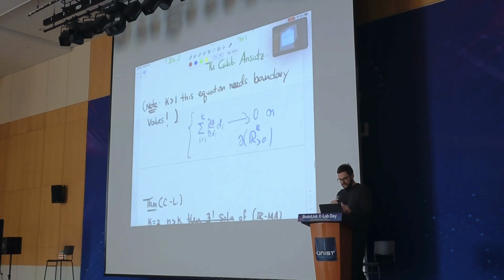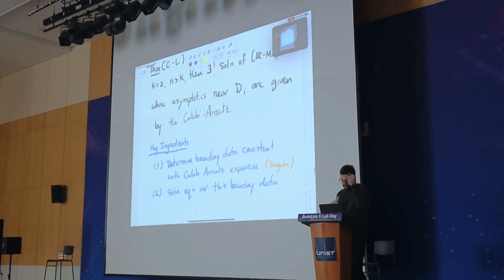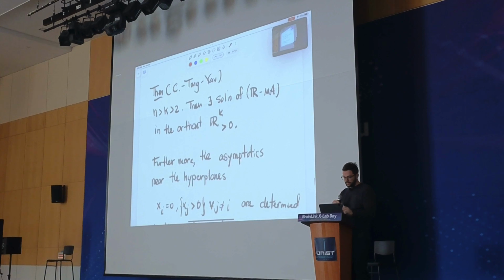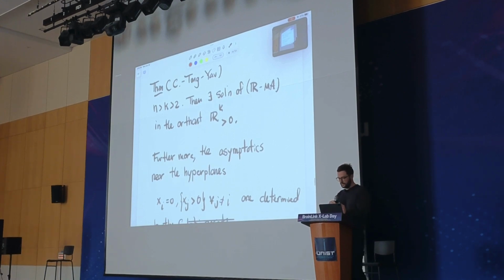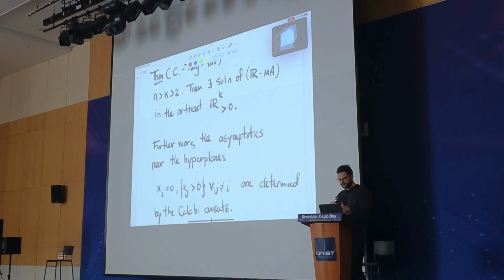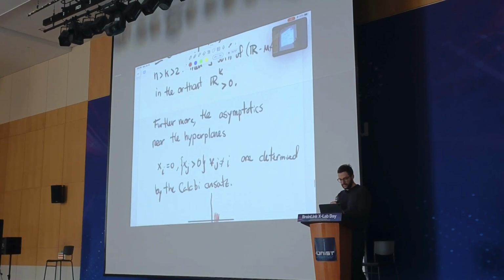Okay, so that's what we did, and now some forthcoming work with Fried-Tong and Yau. We solved this equation in arbitrary dimension with arbitrary number of divisors, so we can prove that there exists a solution of this real Monge-Ampère equation in this positive orthant. And we can furthermore establish these Tian-Yau asymptotics near the hyperplanes.